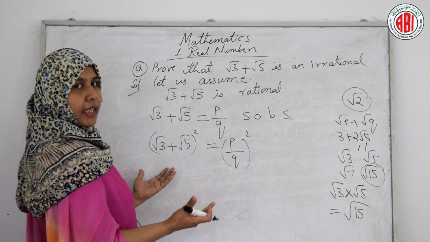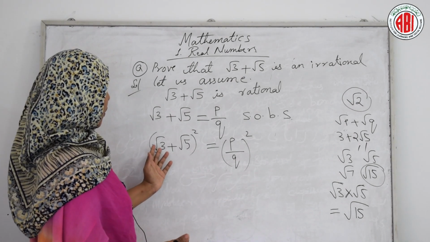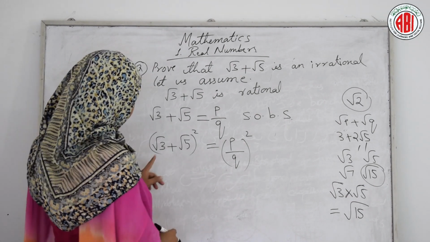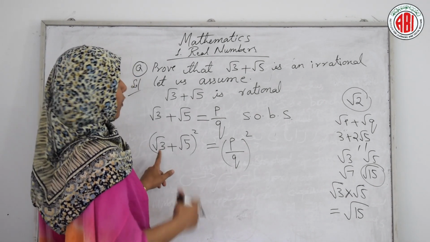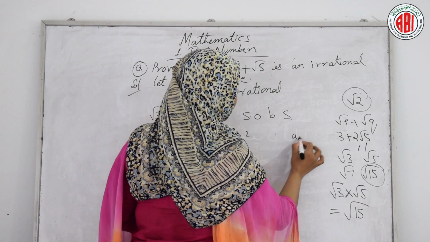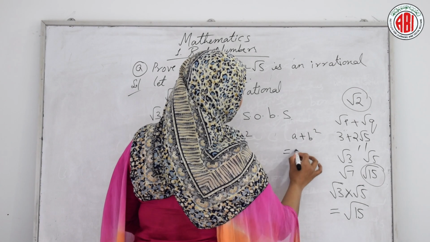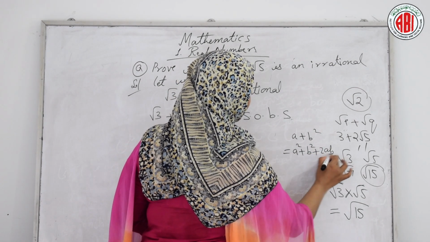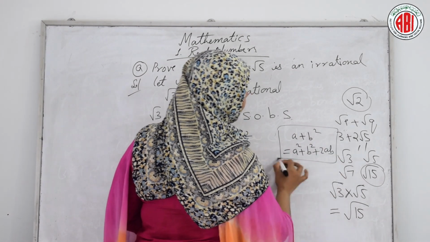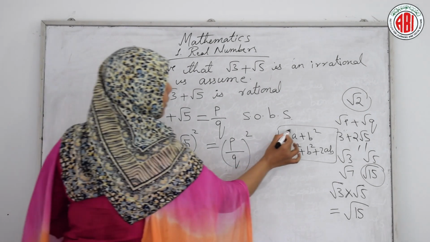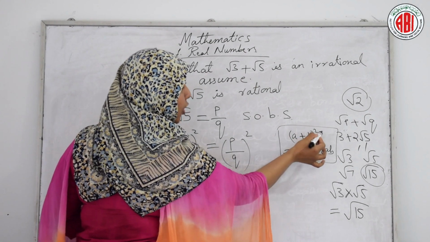Now what will we do next? Here it is in the form of a plus b whole square. So this is a and this is b. What is the identity or formula? a plus b whole square is a square plus b square plus 2ab. This identity we will apply here, that is a plus b whole square.